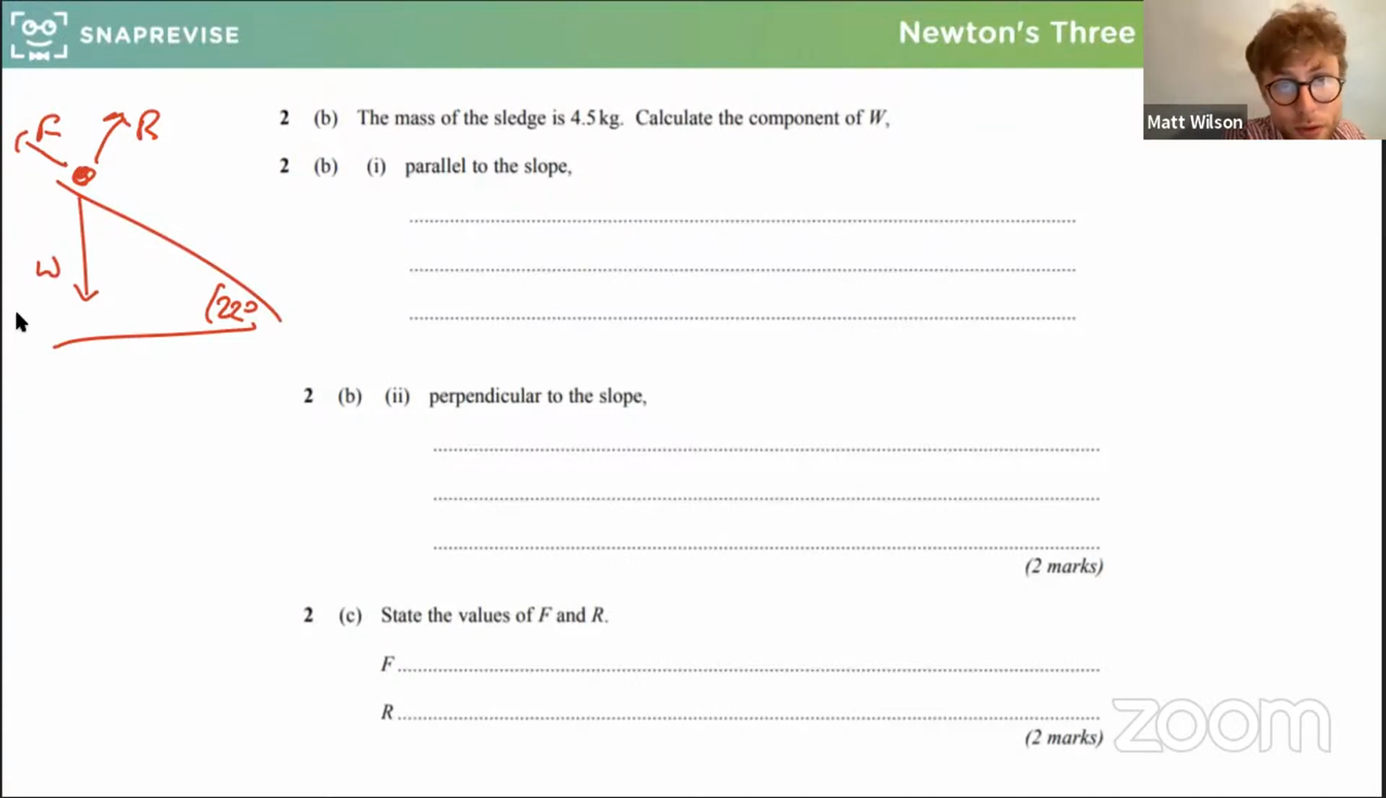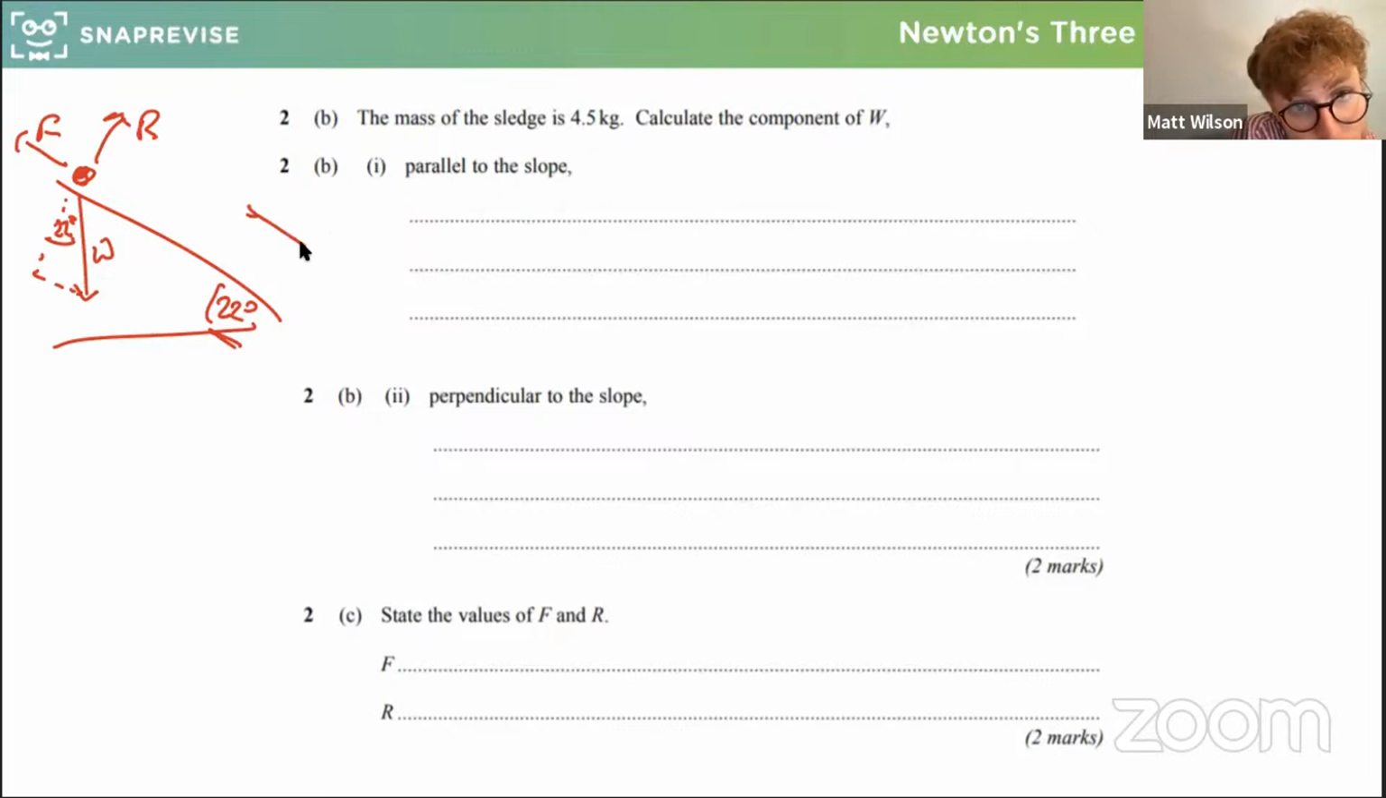Calculate the component of the weight parallel to the slope. Now, remember, we have a trick. And the trick says that this angle here is also 22 degrees. It's whatever this one in the corner was. Okay, so using this, and using that this is the weight, you rub this bit out now. Okay, so using this situation, we have to calculate the component parallel to the slope.